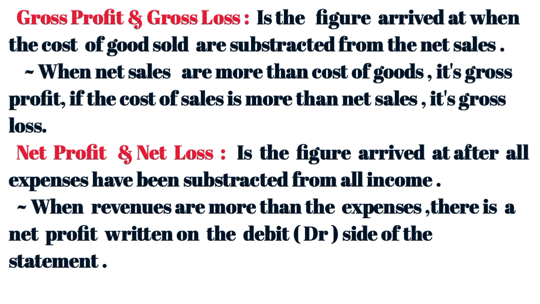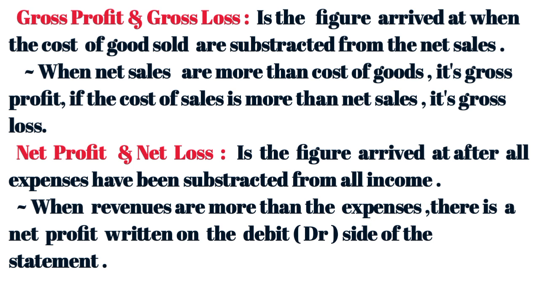For example, we can have cost of goods sold to be 20,000 and the net sales to be 40,000. If you compare the two, the cost of goods sold is 20,000 and the net sales is 40,000. For us to get the gross profit or the gross loss, we take the net sales and subtract the cost of goods sold. So you will find that we are coming up with 20,000. So here it's a gross profit.